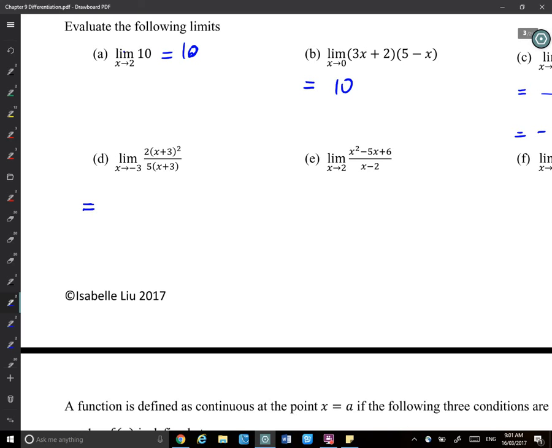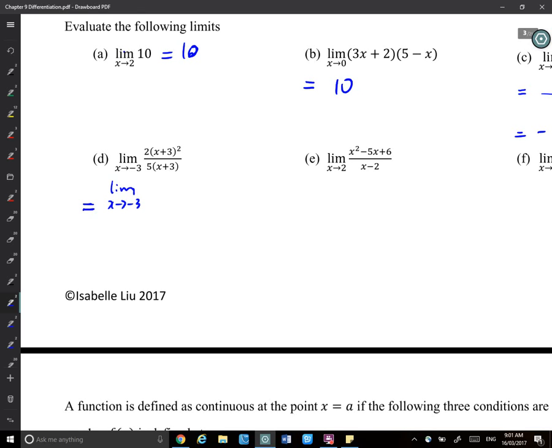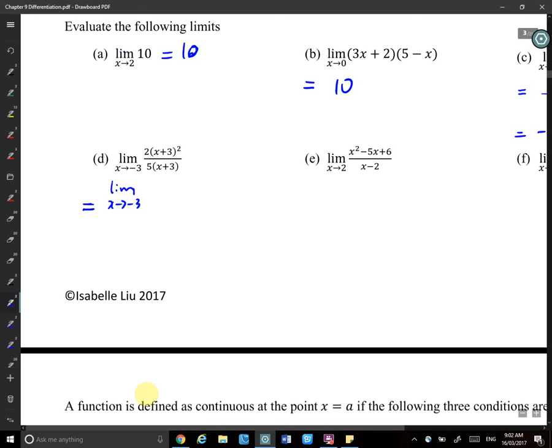If I want to adjust this function, I need to keep the limit as x approaches -3 there, because I'm not substituting yet. I'm just changing the function. And what I want to do is simplify that function. Can you see there's both x plus 3 and x plus 3 on top and bottom? I can cancel them. You have 2 times (x plus 3) on the top and 1 at the bottom. So what you have is 2 over 5, bracket x plus 3. That is what I will have.